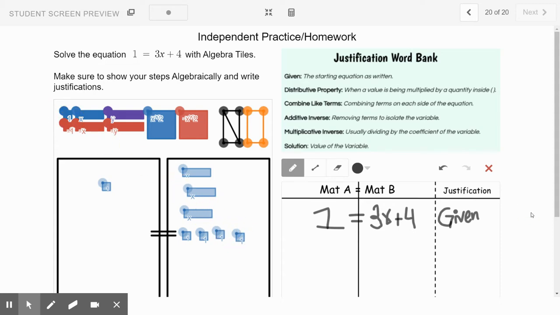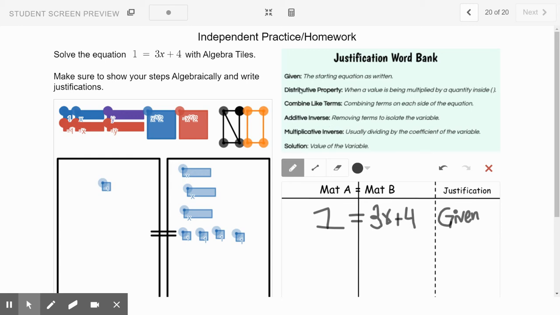Now, right here, I've got our justification word bank. And if I'm not sure what to do, I could look here and think, I don't see any parentheses, so I don't need to do that. There are no terms on mat B to combine. I got a 3x and a 4. I can't combine them because they don't have the same variable. And there's only a 1 here, so I can't combine that with anything else. And remember, we can't combine terms on other sides of the equation. We can only combine like terms on the same side. So I'm mostly looking then at additive inverse and multiplicative inverse.